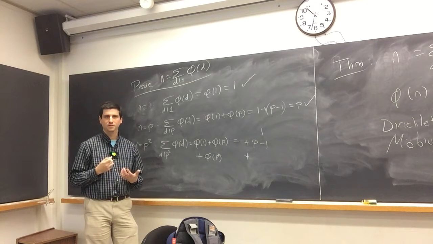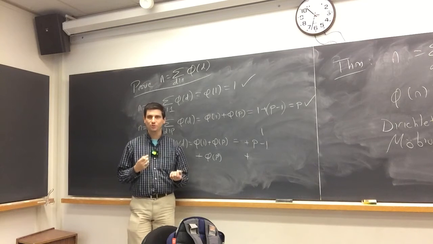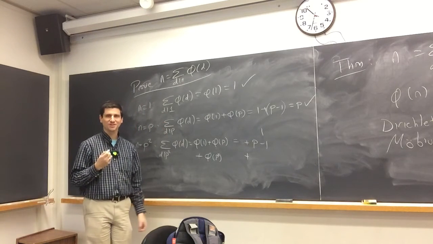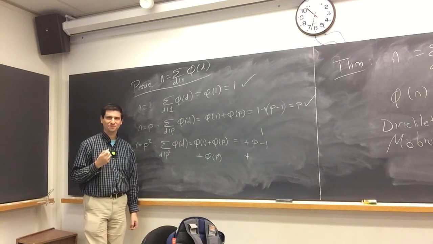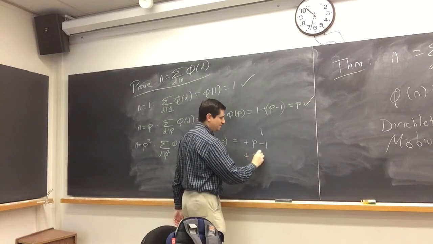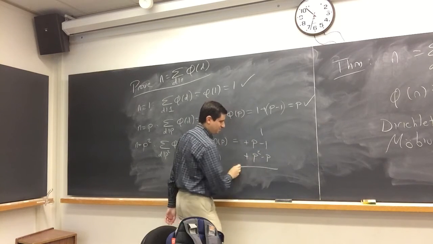You could do it as p times phi of p, or p times p minus 1. There's another way of doing it: p squared minus p. So the p squared minus p is the better way of doing it.